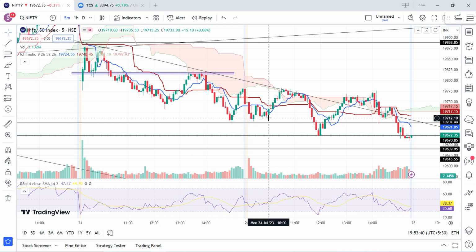19,650 PE sell. I took the trade, 19,650 PE sell, and after that it goes upside and comes up to the cloud level. It doesn't sustain for upside. Why? Because there is a trend line. So that's the reason it doesn't go further up, and again it comes back to the downside.